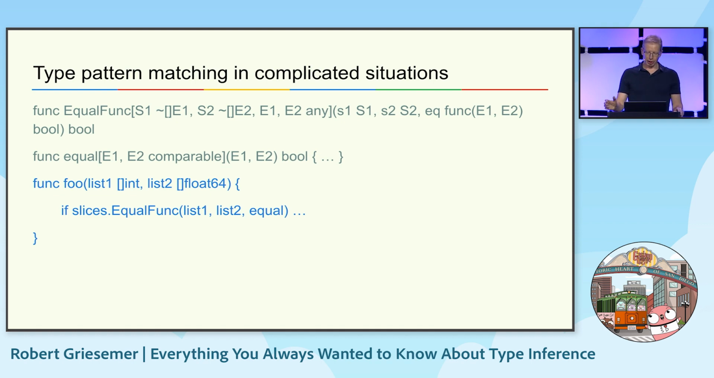So let's look again at pattern matching. Here's a more complicated scenario where we have a lot of type parameters. We have s1, e1, s2, e2 from equal func, and then we have again e1 and e2 from the equal function, and all of them sort of flow into the slices.EqualFunc call. And so we have a total of 6 type parameters.